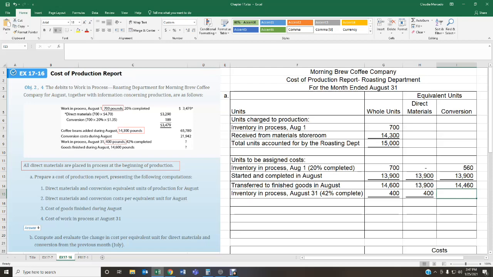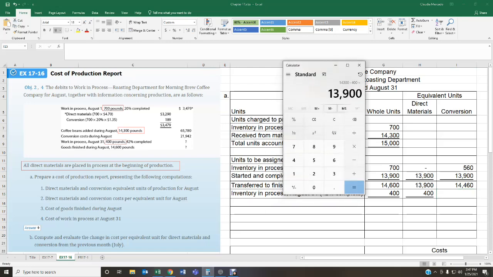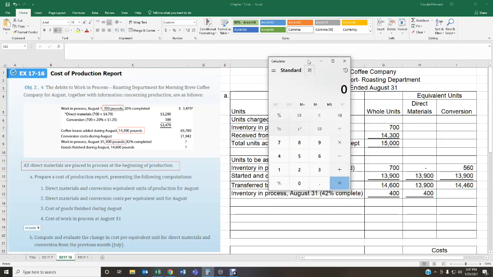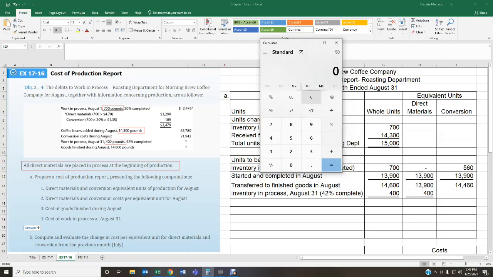Now, for conversion cost purposes, we are only going to add the portion that was completed this month. Okay, so remember, conversion cost is your labor and your overhead. So how much labor and overhead did you spend on that 42% completion that you have here for the work in process? Well, we're going to get the 400 pounds times 42% complete, and that's going to give us 168 pounds. Okay, 168.